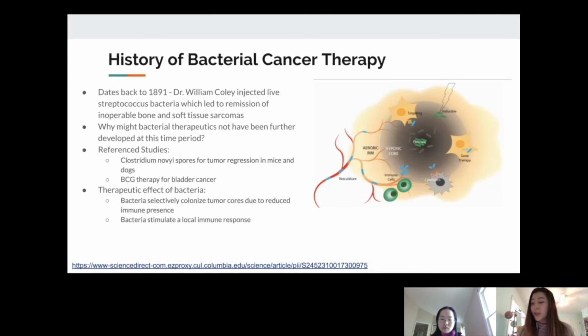So especially the stimulation of immune response is important with this because one of the most dangerous things about cancer cells is their ability to go largely undetected and unaffected by the immune system, which allows them to grow unchecked.